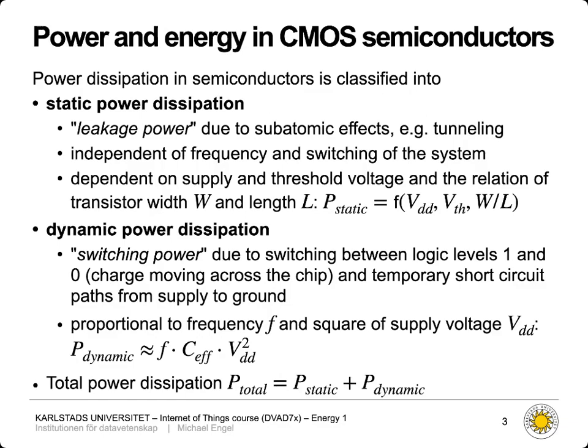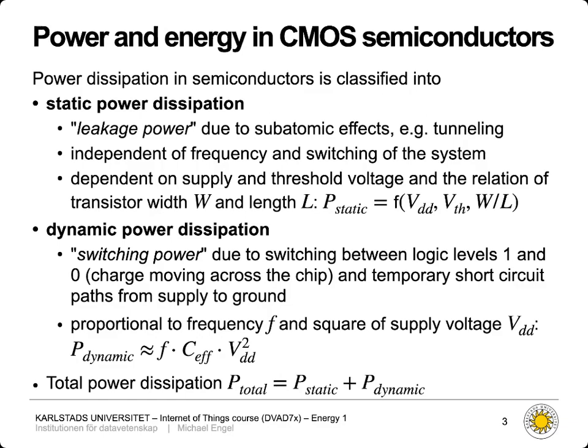And when this happens, we have temporarily very short-timed short circuit conditions from supply to ground when, for example, in an inverter, both transistors, the one going to the supply voltage and the one going to ground, are active at the same time. Maybe just for a fraction of a nanosecond, but still there can be a very minimal current flowing, which just participates in this whole dynamic power dissipation.